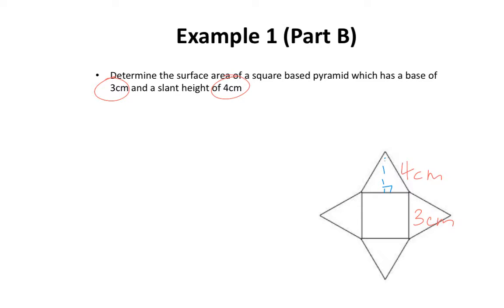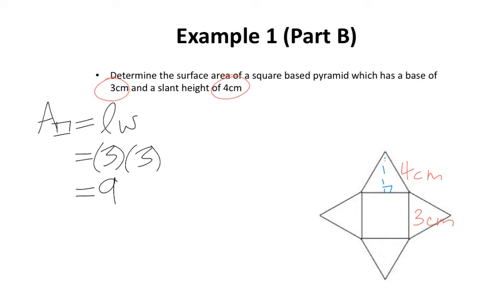Let's start with the area of the base, which is a square. So I'm going to say the area of a square is equal to length times width. You know that the sides of a square are all equal, so the length and width will have the same number. So let's just put that in brackets. So the length is 3 and the width is 3. 3 times 3 is 9, and the unit we're using here is centimeters, and because it's area, it is centimeters squared.